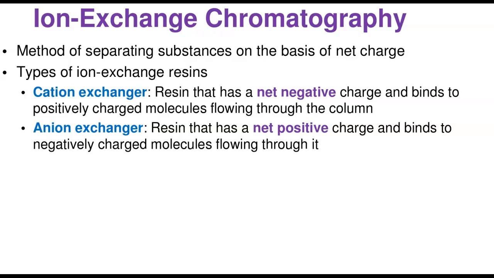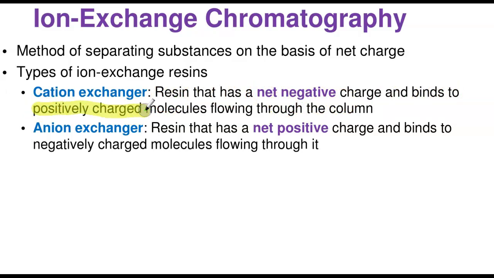Now, there are two types of exchanger you can use. In a cation exchanger, you use a resin or a stationary phase that is negatively charged. What that simply means is that a stationary phase that is negatively charged is going to bind to a protein that is positively charged. That's exactly what it is doing. So a stationary phase or a resin that is negatively charged will bind protein that is positively charged. And that's what we call a cation exchanger.